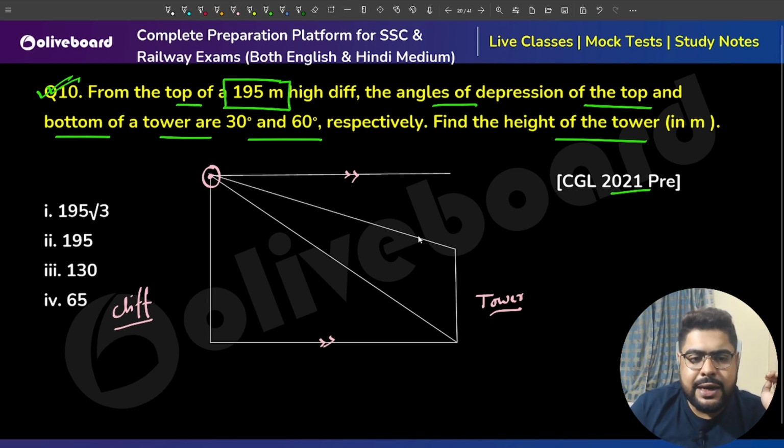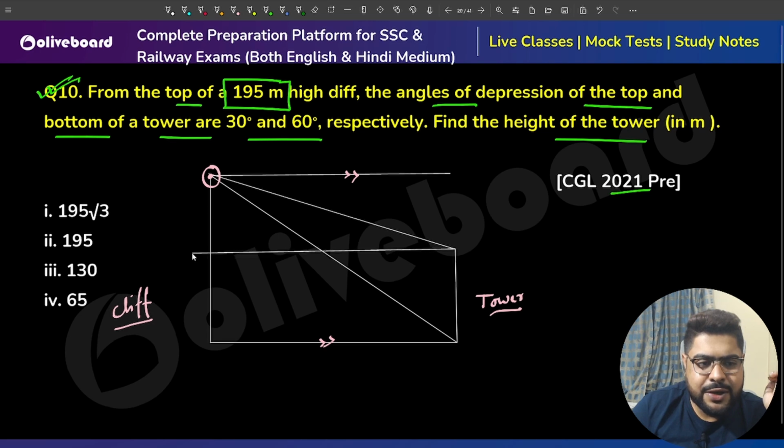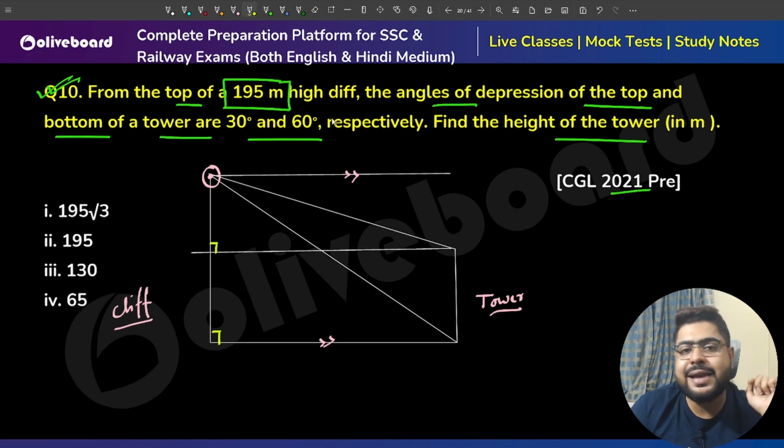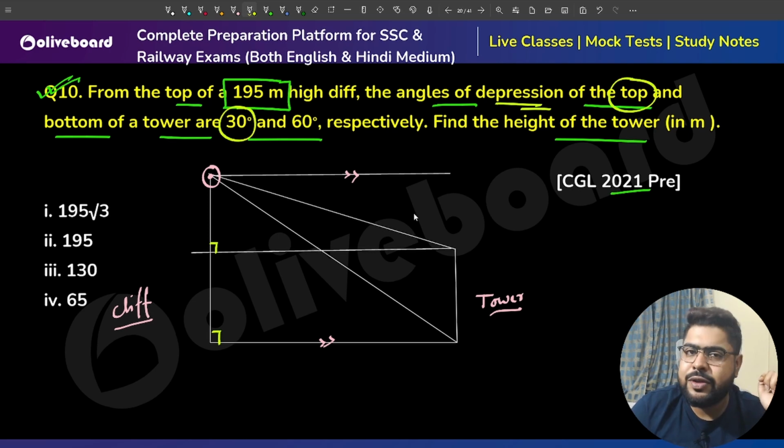Now again, let us do one thing. Let us complete this triangle in the beginning so that we don't get problems later on. So this is a 90-degree triangle and this whole thing is a 90-degree triangle, right, sir? Now the angles are given. The angle of depression of the top of the tower is 30, which means at this point, this angle is given as 30, sir.